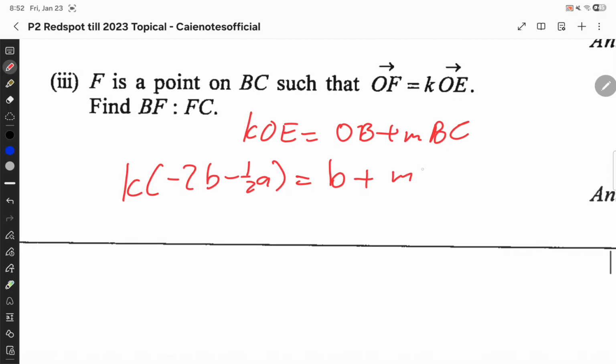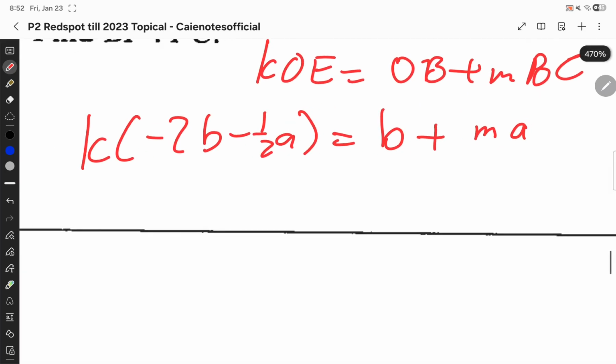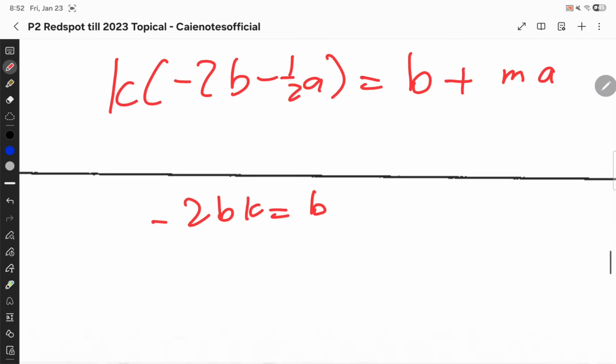Now how do we solve this? We can equate the b components and the a components. The b components will give us negative 2b k is equal to b. The a components will give us negative a half a k a is equal to m a.